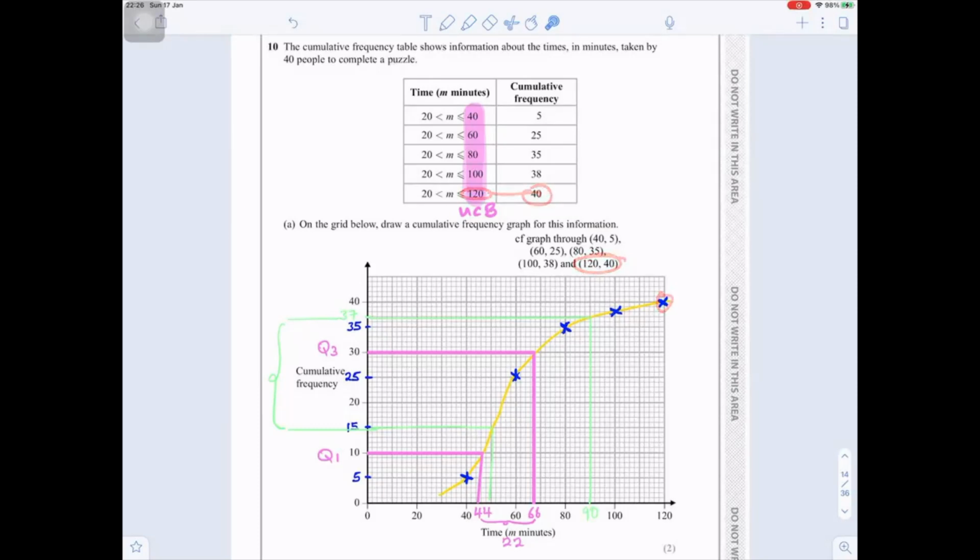So if you mark that point, we would join all of them with a curve. Don't use a ruler. You join them with a curve, and that shape of curve is called an ogive shape. So that's the cumulative frequency curve.